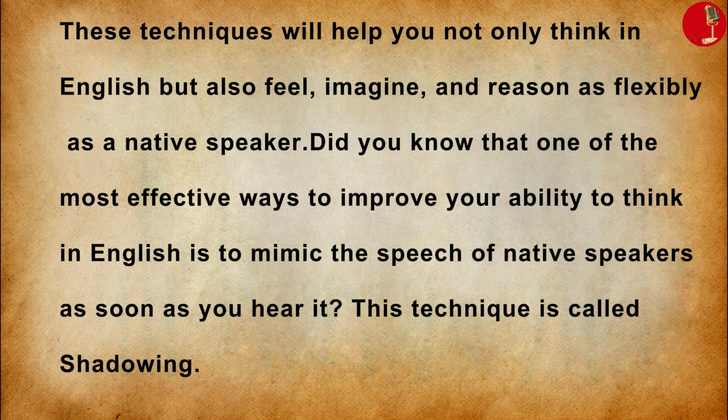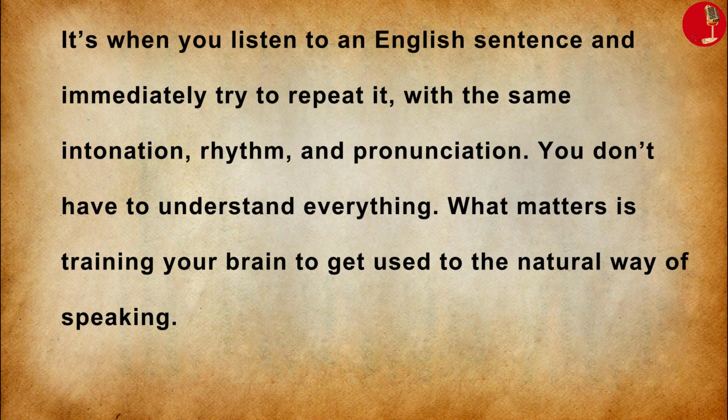Did you know that one of the most effective ways to improve your ability to think in English is to mimic the speech of native speakers as soon as you hear it? This technique is called shadowing. It's when you listen to an English sentence and immediately try to repeat it with the same intonation, rhythm, and pronunciation. You don't have to understand everything. What matters is training your brain to get used to the natural way of speaking.